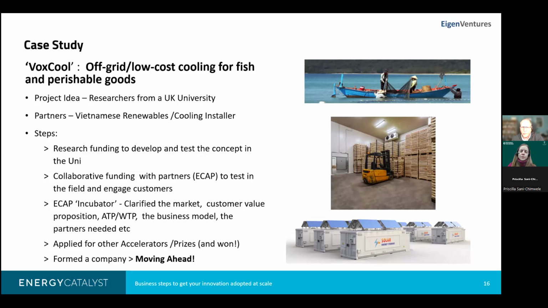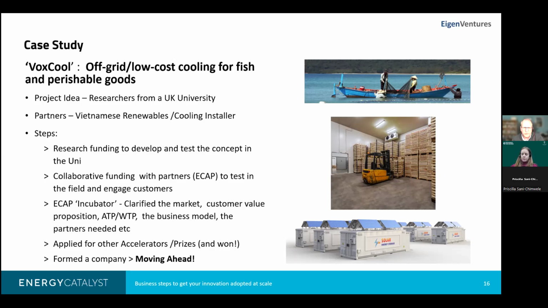They partnered up with people in Vietnam, which is the country they're focused on: an installer, a commercial company which installs renewables and cooling systems. It's a very valuable partner to have that practical and entrepreneurial expertise and the in-country expertise. So the steps they've gone through: they initially developed this idea around phase change materials in university, tested the concept, and proved that it worked technically in the lab.